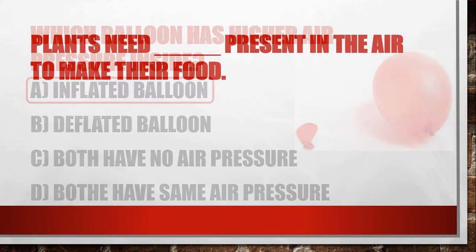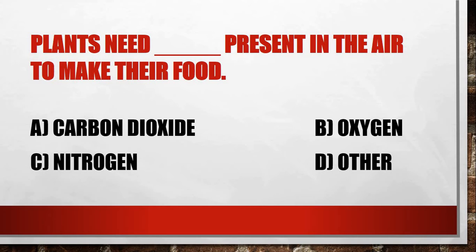Next question. Plants need dash present in the air to make their food. There are some gases in options, right? Carbon dioxide, oxygen, nitrogen and other. Which gas do plants need to make their food? We learned it already, right? Plants need carbon dioxide to make their food. So, the answer is carbon dioxide. Plants need carbon dioxide present in the air to make their food. Okay?